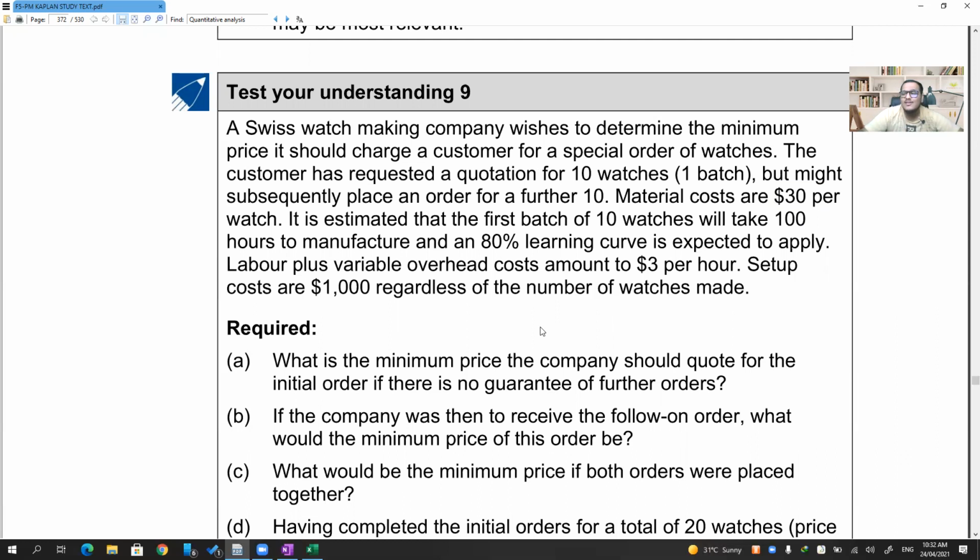Sir, is that clear? Your brain should work fast at this point of time. How many of you understood that $160 calculation?